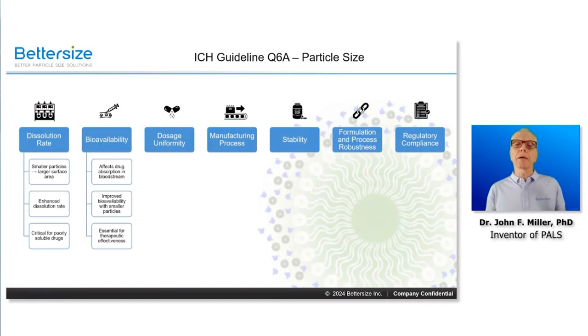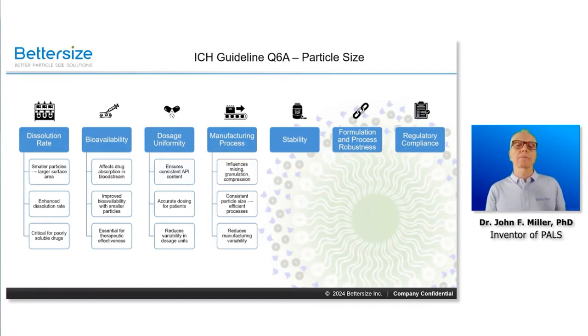Bioavailability. Particle size can directly impact the bioavailability of a drug. Enhanced dissolution can lead to improved bioavailability, meaning more of the drug is available in the bloodstream to exert its therapeutic effect. Dosage uniformity. Consistent particle size distribution ensures uniformity in the content of the active pharmaceutical ingredient in each dosage unit, for example, a tablet or a capsule. This uniformity is crucial for ensuring that patients receive the correct dose.